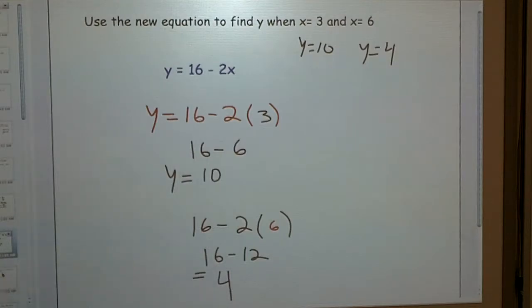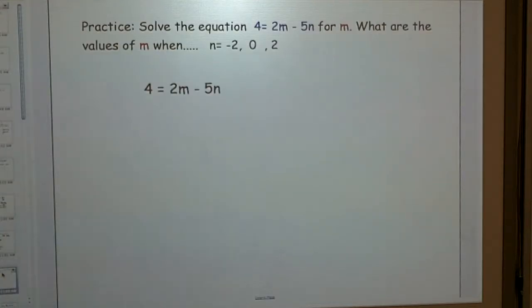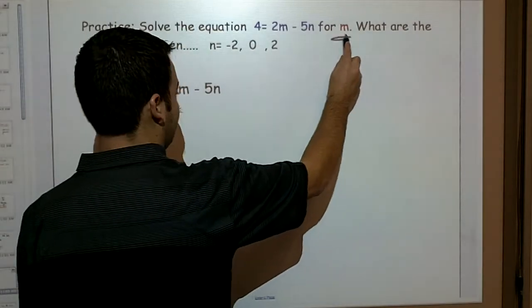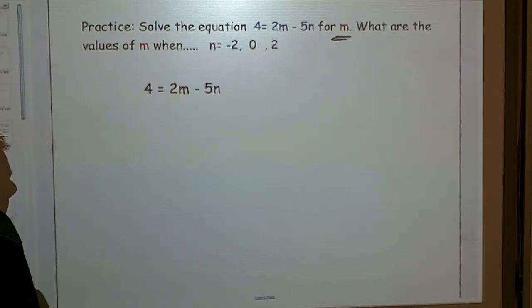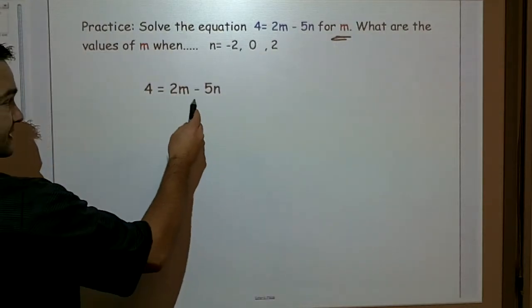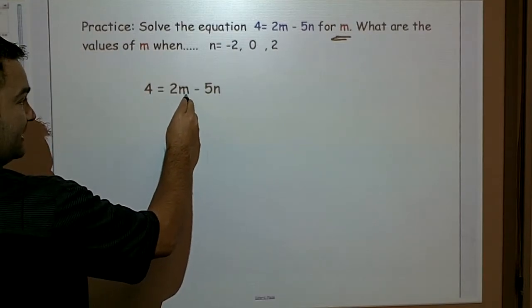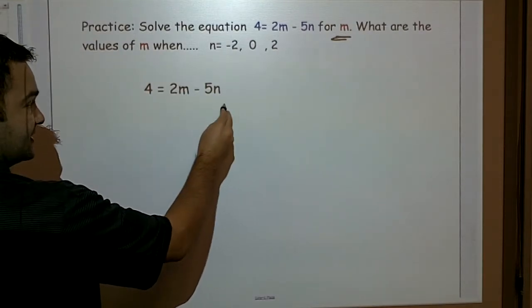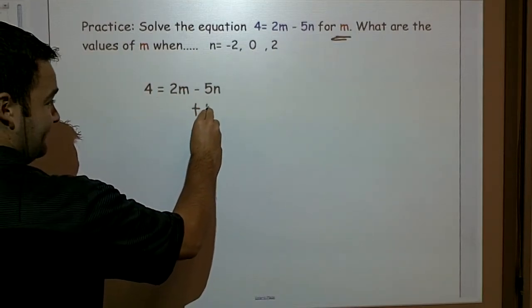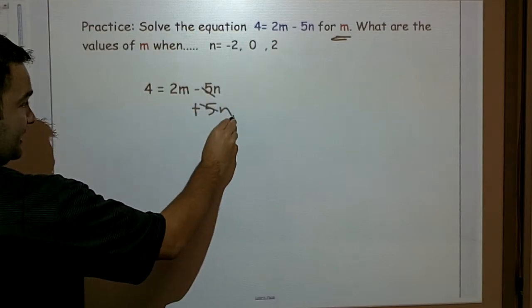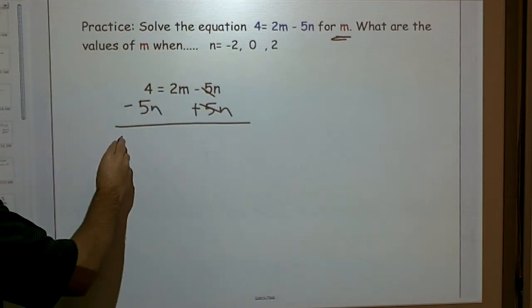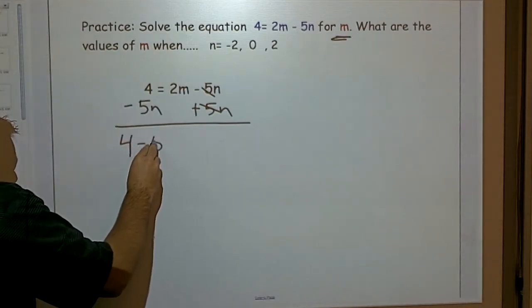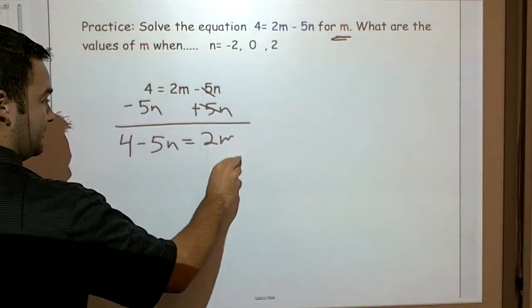Let's take a look at another example. The practice says solve the equation 4 equals 2m minus 5n for m. Since we're solving for m, we want to get this m all by itself. We're trying to isolate m. We've got 2m minus 5n. The opposite of subtracting 5n is adding 5n. These two can cancel, and whatever we do to one side, we have to do to the other. Remember to always show our work. 4 plus 5n is equal to 2m.